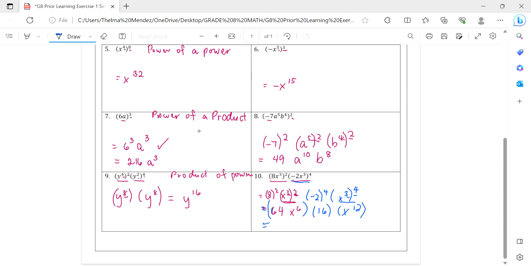Now we can simplify 64 times 16. Let me use my calculator for easy calculation and not to waste time as well. So 1024. Then how many x's do we have? X raised to 6 times x raised to 12 gives us x raised to 18. Okay, so these are the answers to our PL number 1.